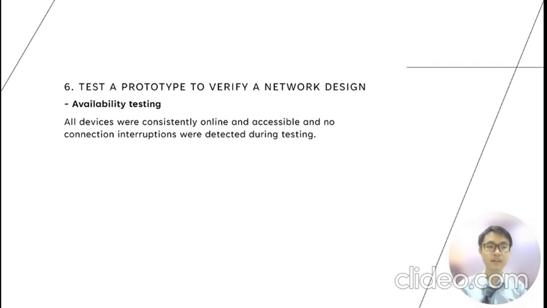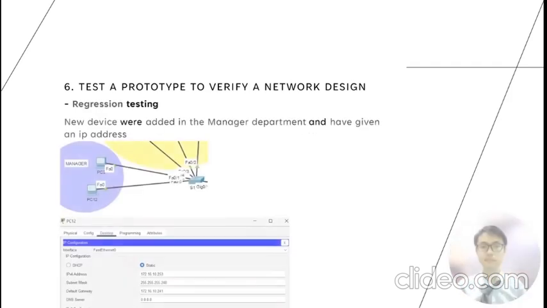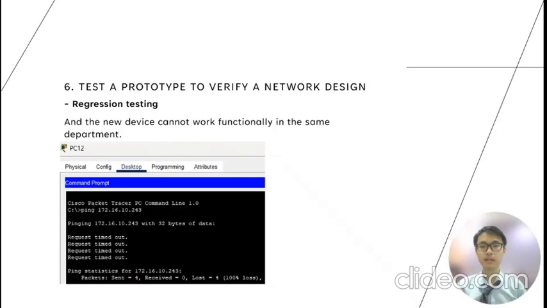So let's see the availability testing. All devices were consistently online and accessible, and no connection interruptions were detected during testing. So let's see the regression testing. New devices were added in the manager department and given an IP address. And the new device can work functionally in the same department.